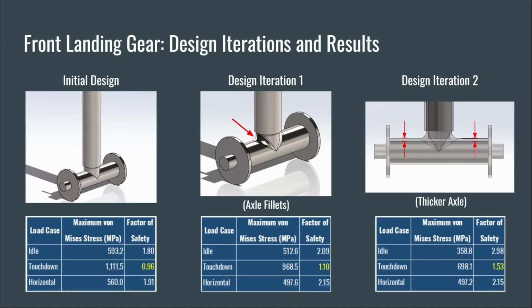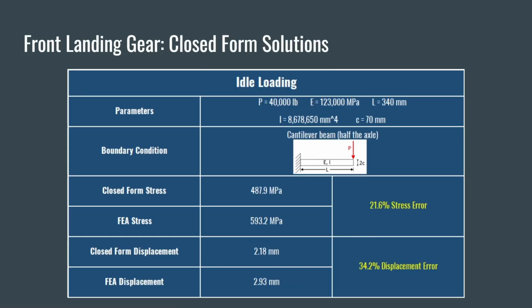In addition to the idle load case of the landing gear, a closed-form solution was analyzed. When simplifying the idle case to a cantilever beam, it was found that the closed-form solution had a stress error of 21.6% lower than the FEA solution and a displacement error of 34.2% lower than the FEA solution, showing that the closed-form solution is not as accurate as the FEA analysis that was completed before.